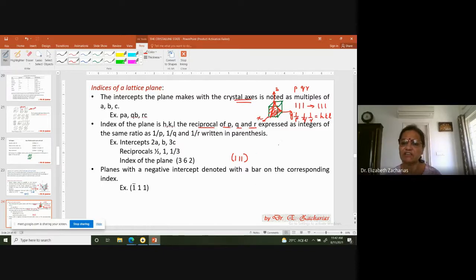Similarly, let us take another example. This is my origin. This is y. This is my x. This is going to be my z. So let me talk about a plane. The plane I'm going to talk about is this. If this is the plane I'm going to talk about, then look at this. It is parallel to which plane?